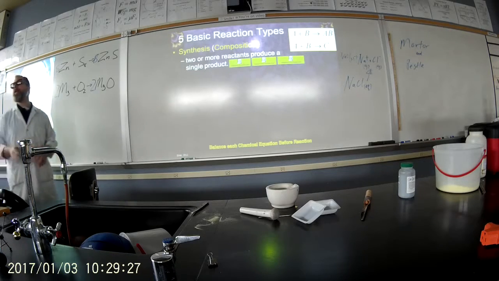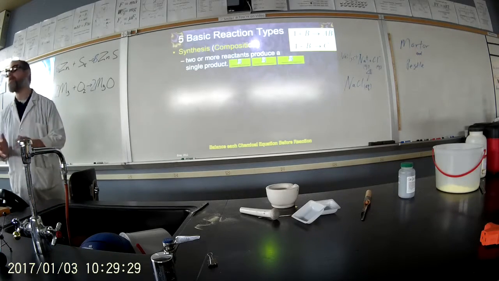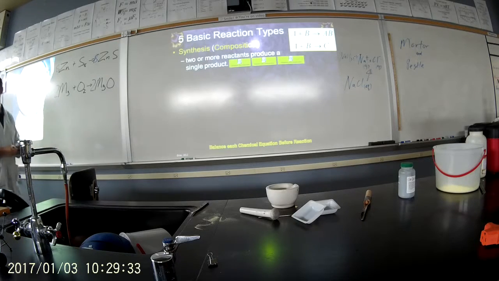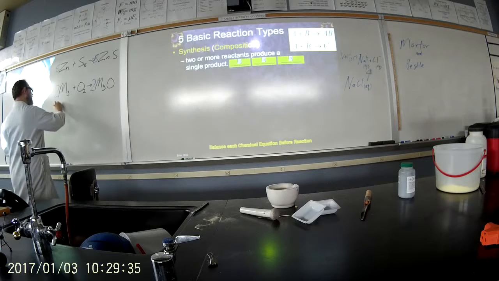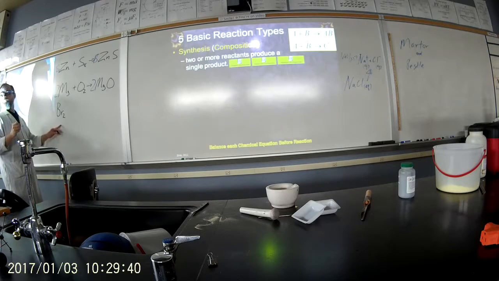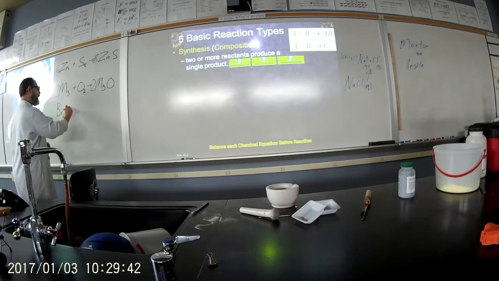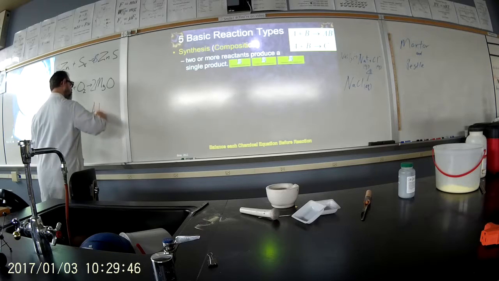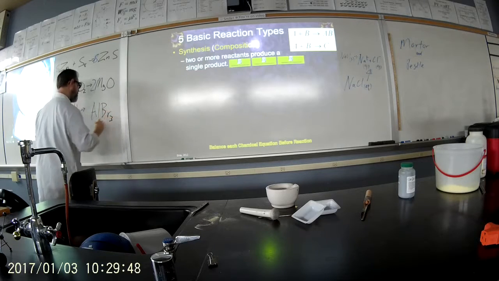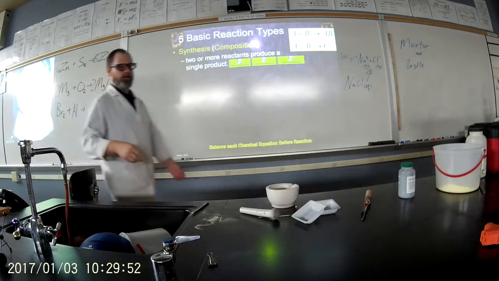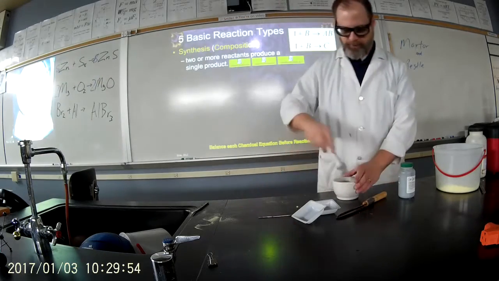Now this next one, I can't do. I love it, but I can't do because bromine is really, really dangerous. I'm going to show you a video, though. In this one, we're going to take some bromine, and we're going to add some aluminum. And this is going to make a compound called aluminum bromide. What I'd like you to do is balance this, please. While I grind up our zinc and sulfur mixture, you balance that.